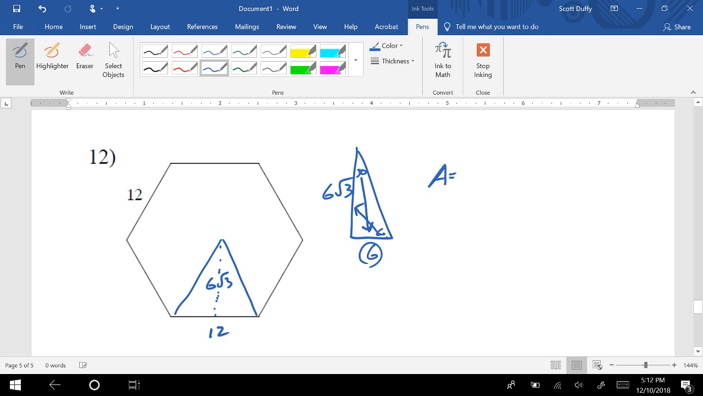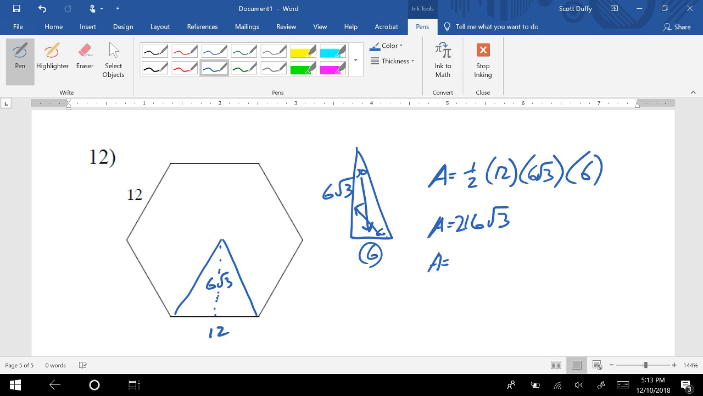That's okay. Area is 1/2 times the base of 12 times the height of 6 square root of 3 times how many are there? There's going to be 6 of those triangles. Multiply all the numbers out, you get 216 times the square root of 3. If you multiply 216 times the square root of 3, you get 374.12.